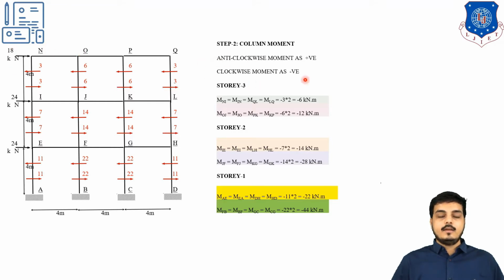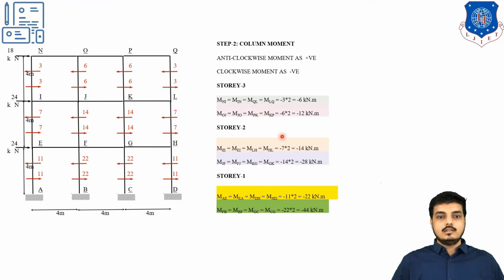So I said that I am assuming clockwise as negative, so that's why negative. If I am standing over here, then this 3 kN load is making a clockwise moment, which is again negative as well. So these are the 4 moments which I have found out for this and this column. Now MOJ equals MJO equals MPK equals MKB. So these 4 moments will be similar.